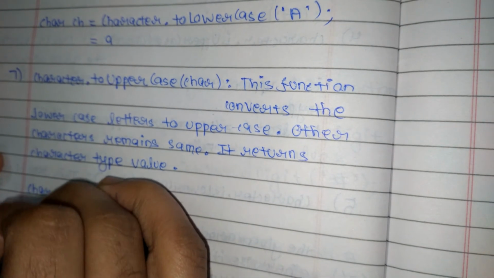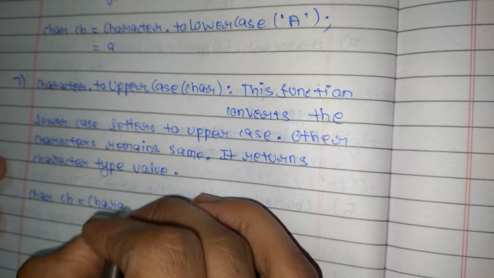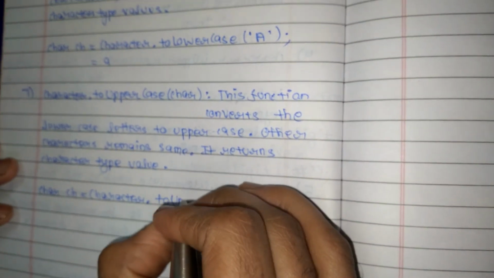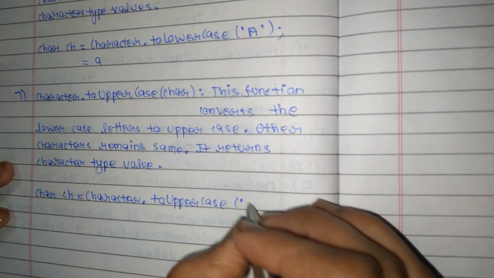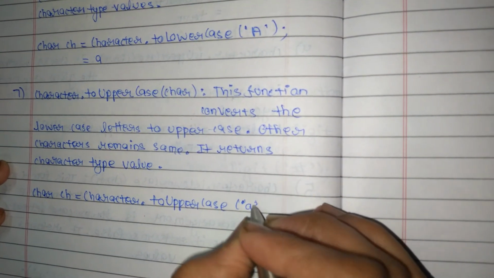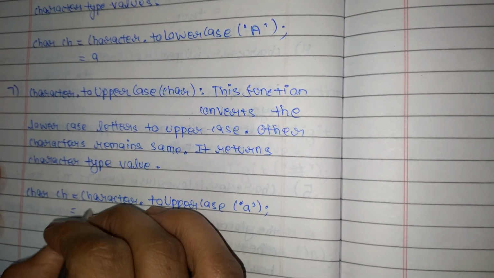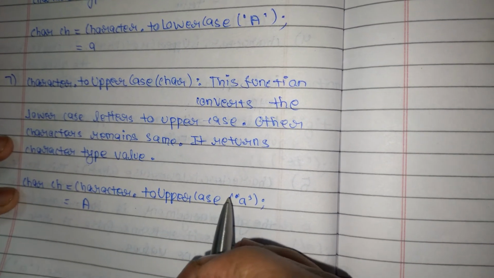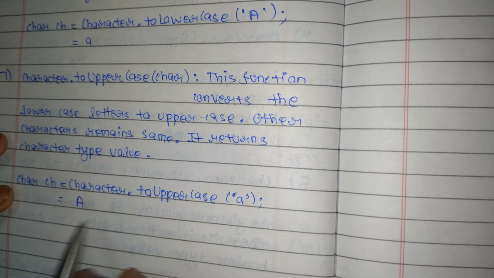I am taking the example char ch is equal to Character.toUpperCase, here C and U both will be capital, and in the bracket I would give small a, or you can take any other small alphabet, then it would return capital A. Suppose here I would give any number or something like white space, then it will give the same value, meaning the same thing.